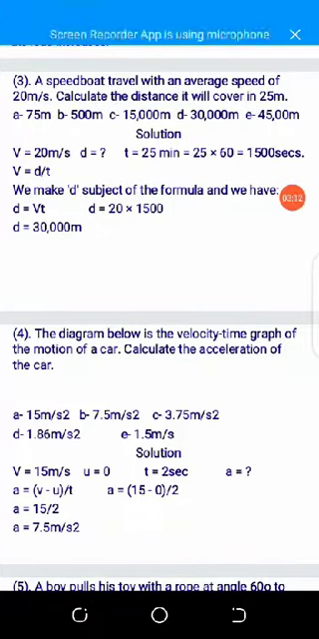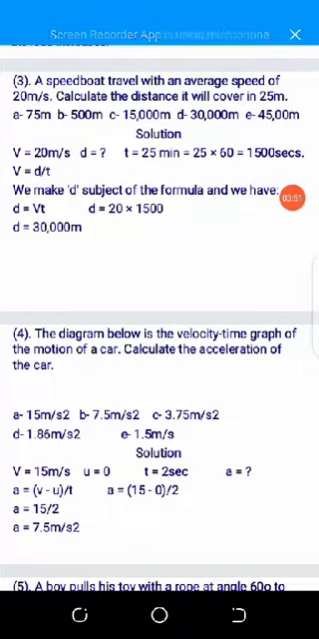If we observe carefully, the speed is given in the question as 20 meters per second. That means the unit is meter per second. For us to have seconds there, the time given must be converted to seconds. We are looking for the distance, and the time is 25 minutes. We have to convert these minutes into seconds, and that will be 25 times 60 seconds, which gives us exactly 1,500 seconds.